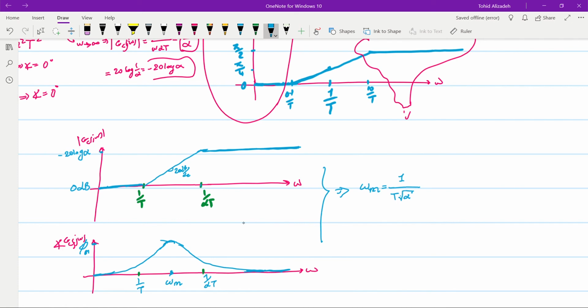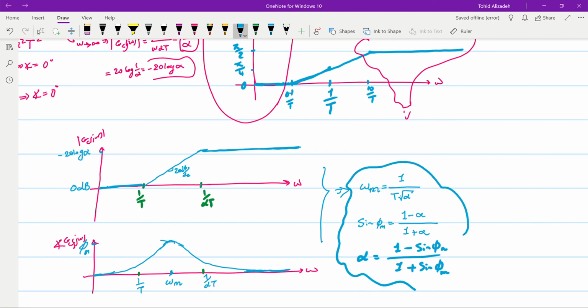For phi m, we have the relation between sine of phi m and alpha. Sine of phi m is equal to 1 minus alpha over 1 plus alpha. For alpha, we have alpha equal to 1 minus sine of phi m over 1 plus sine of phi m. So these are the relations that you need to know for the lead compensator.